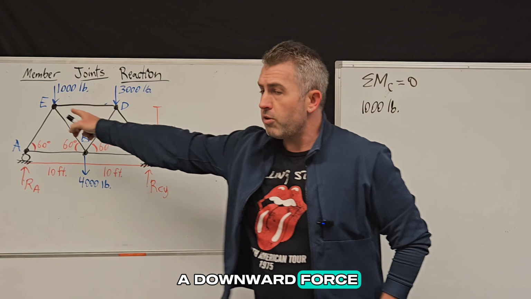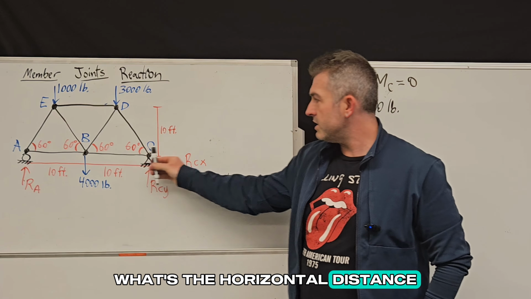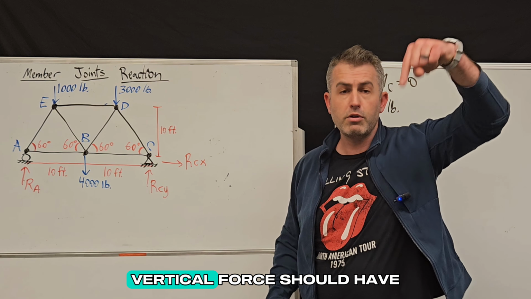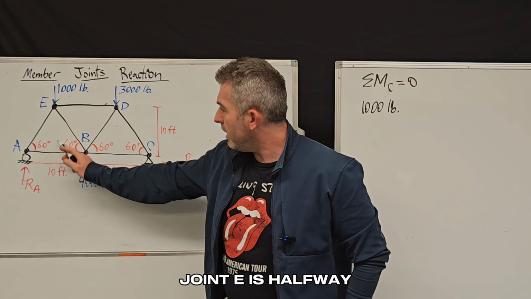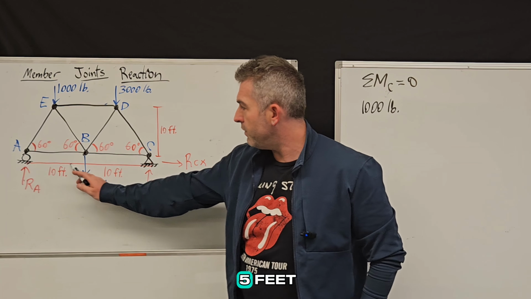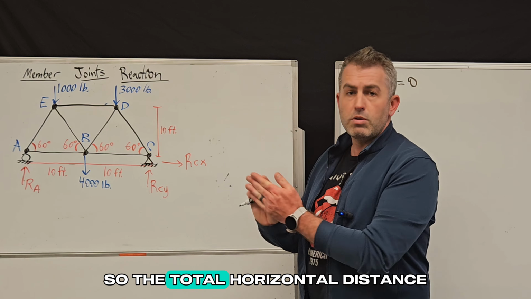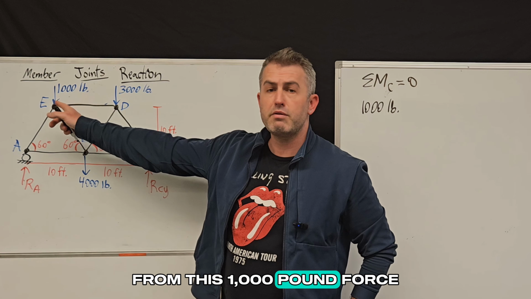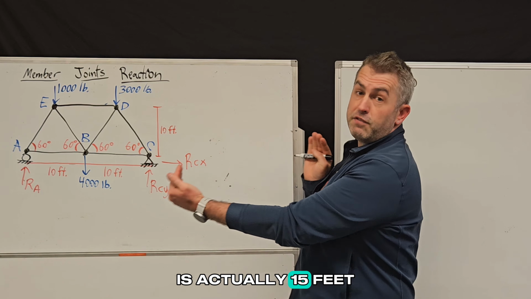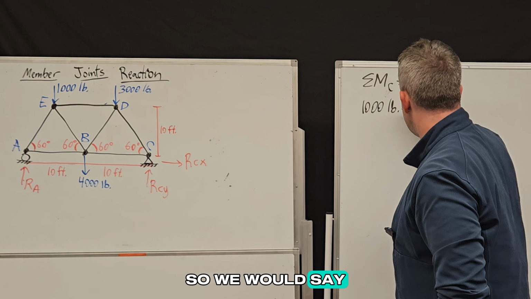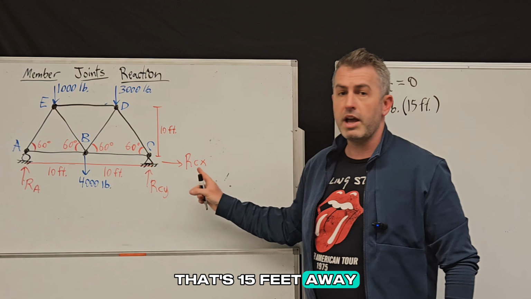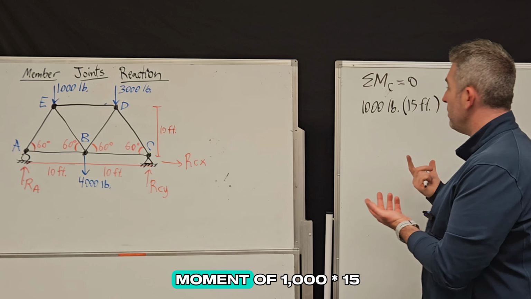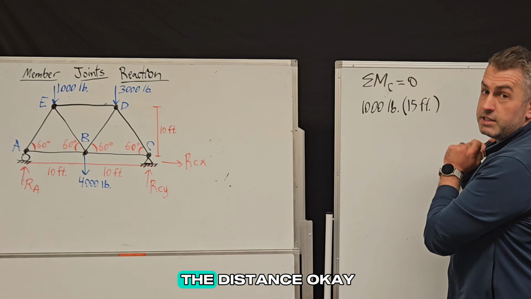Now remember, this is a downward force, so we have to figure out what's the horizontal distance away from point C, because every vertical force should have a horizontal distance, right? And so if you think about it, joint E is halfway between this member, so that would be 5 feet, and then there's another 10 feet. So the total horizontal distance from this 1,000 pound force to joint C is actually 15 feet in the horizontal direction. So we would say we have 1,000 pounds that's 15 feet away, and that creates a moment of 1,000 times 15. That's a rotational force around point C equal to the product of the force and the distance, okay?